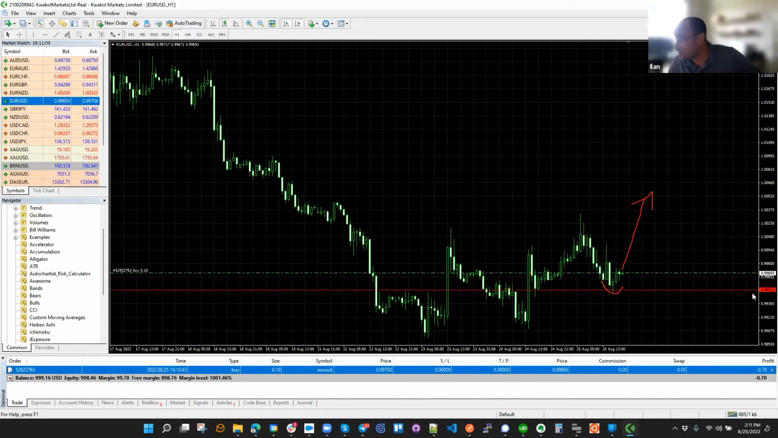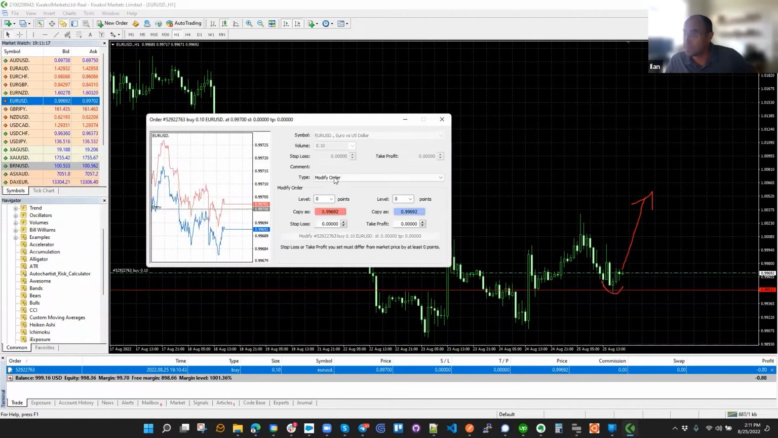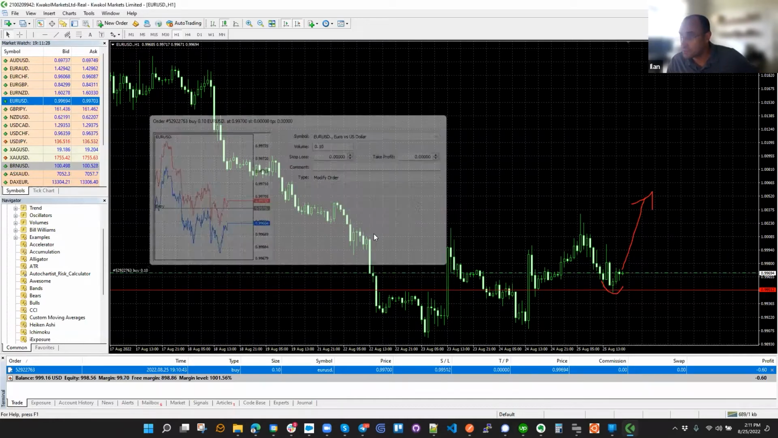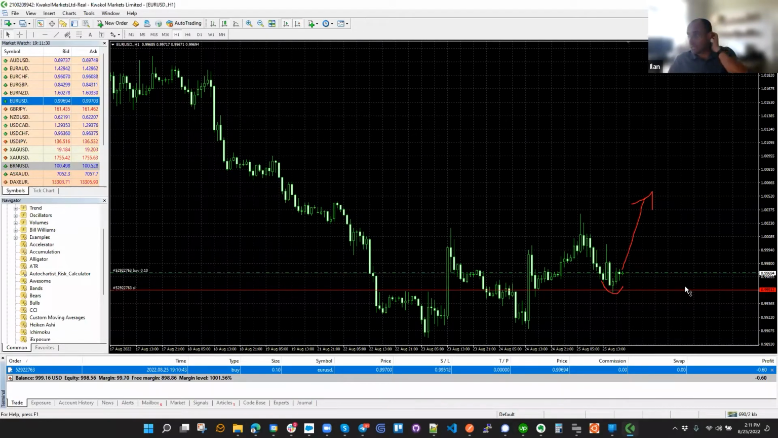Let's see what that looks like. So let's set a stop loss over here. That's the way I like to trade, at the previous turning point. So 0.99512. So let's set our stop loss to 0.99512. Okay, so I've set my stop loss at that level, and now I don't have a naked position anymore.